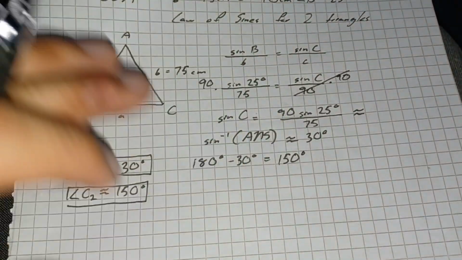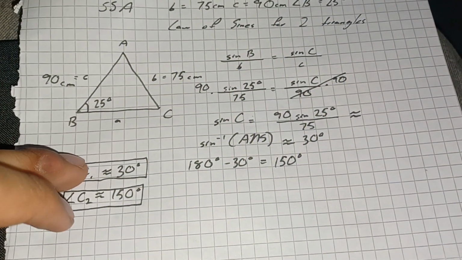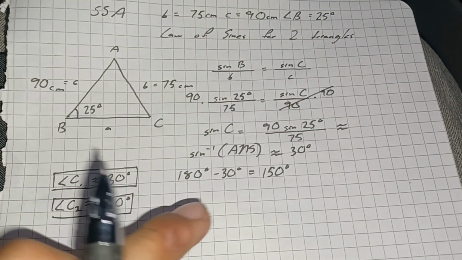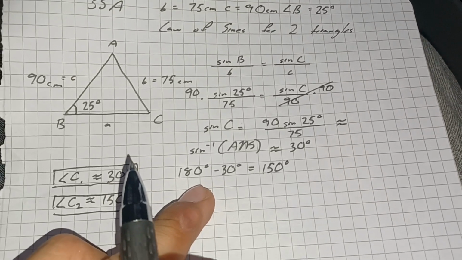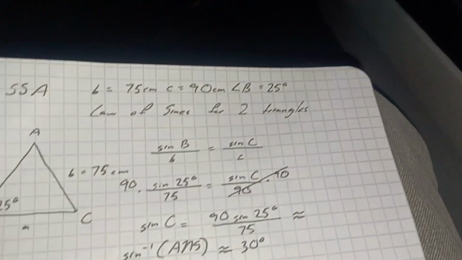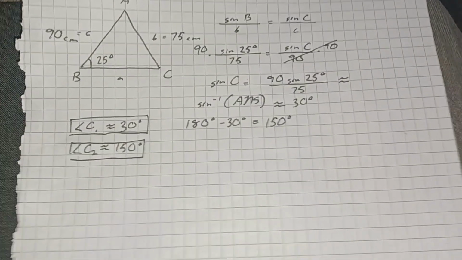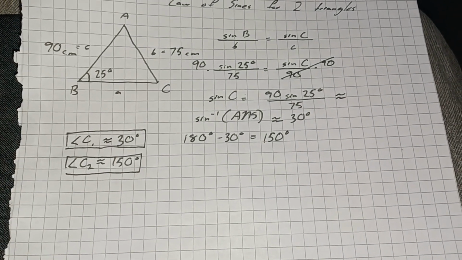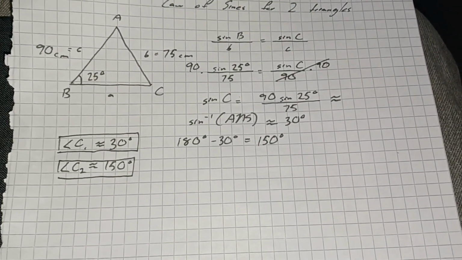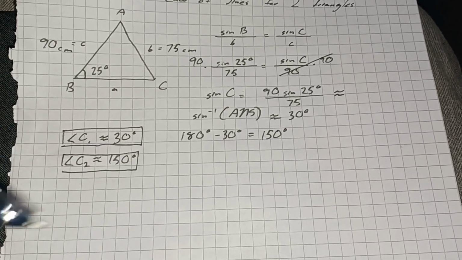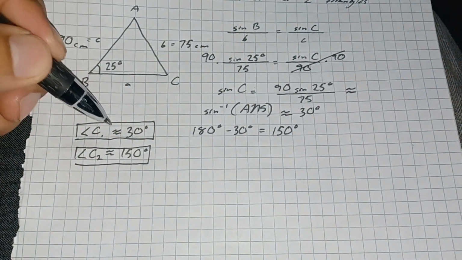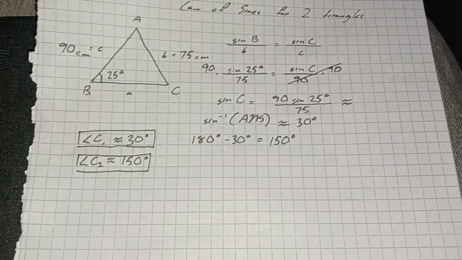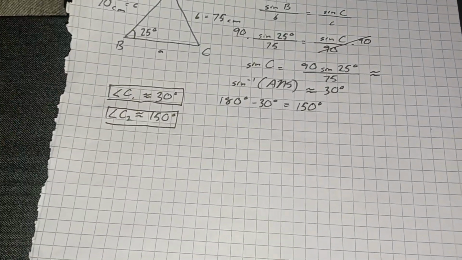All right, so we're all clear on where I got this second angle, right? This first angle, we already did the law of sines, inverse sine answer, 30 degrees. This second angle, we got it by taking 180 and subtracting 30 degrees, which is angle C1, to get 150 degrees. We have angle C2 equals 150 degrees. So now we found out that we do have a second triangle.